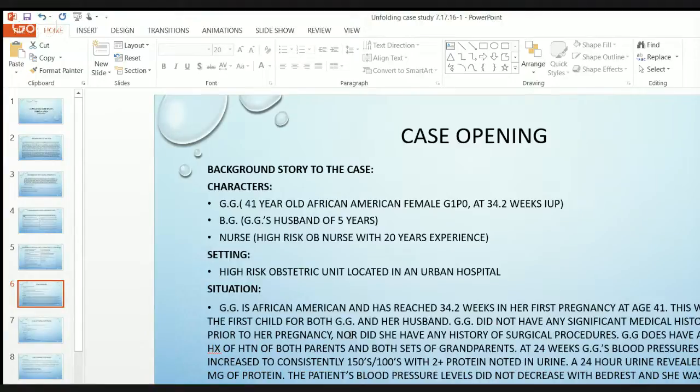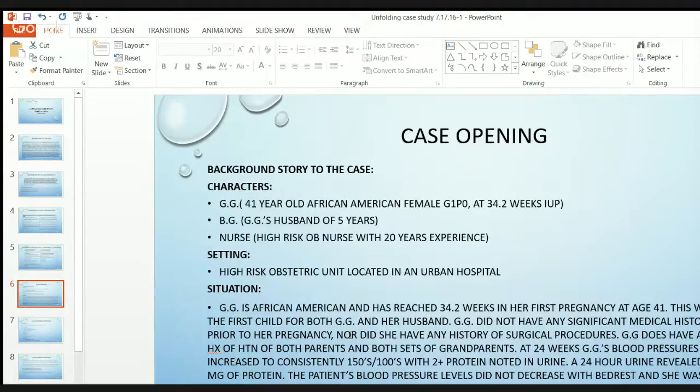Gigi was then asked to do a 24-hour urine, which revealed she had 350 milligrams of protein in her 24-hour urine. The patient's blood pressure levels did not decrease with bed rest, and she was started on labetalol, 200 milligrams 3 times a day, in which labetalol is an antihypertensive. With the introduction of this medication, we can see that it was able to bring her blood pressure down to a range of 130s over 40s to 80s over 90s. Typically, primarily in the initial part of dealing with preeclampsia, of course, we would like to manage that blood pressure first.